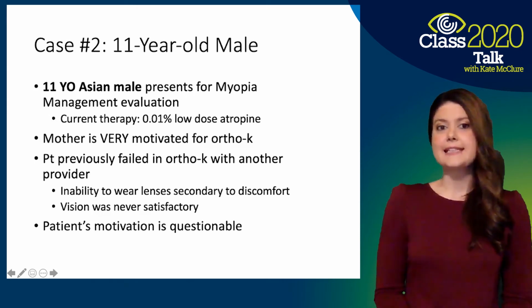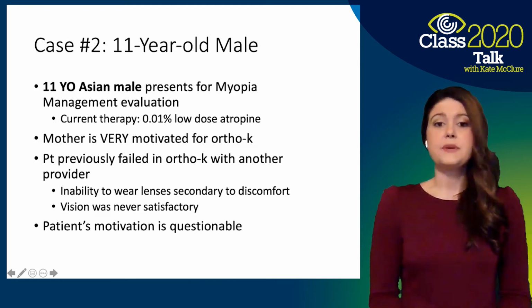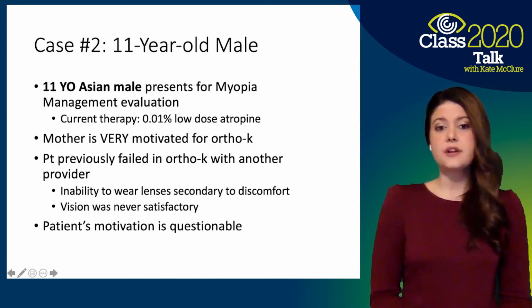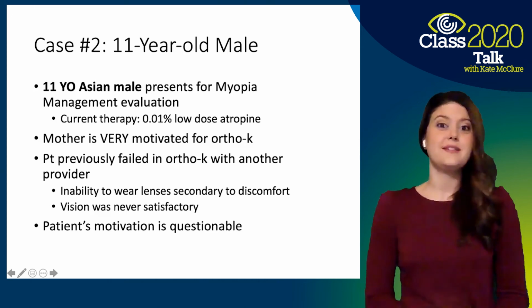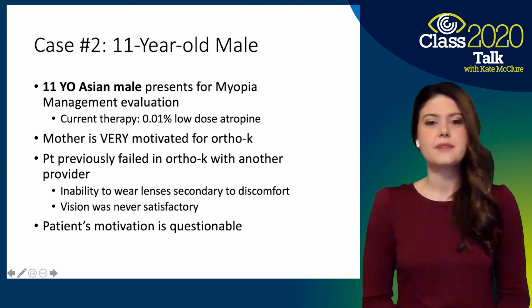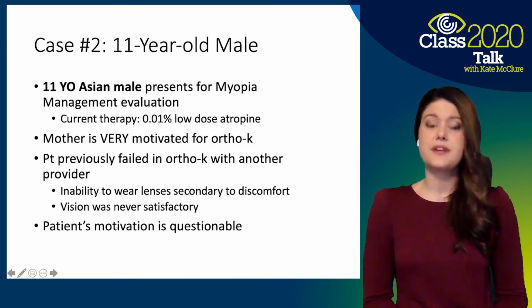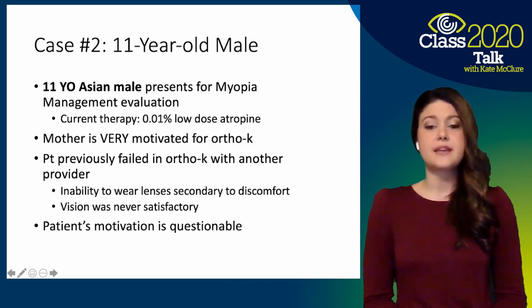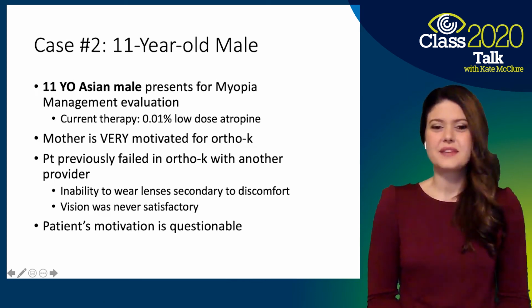So let's look at a case that's a little different. This is an 11-year-old Asian male who presents for myopia management evaluation. He's currently on therapy of low-dose atropine. Mother is really, really motivated for Ortho K. Now, he's already previously failed an Ortho K with another provider. He had inability to wear the lenses secondary to discomfort, and his vision was never very good.